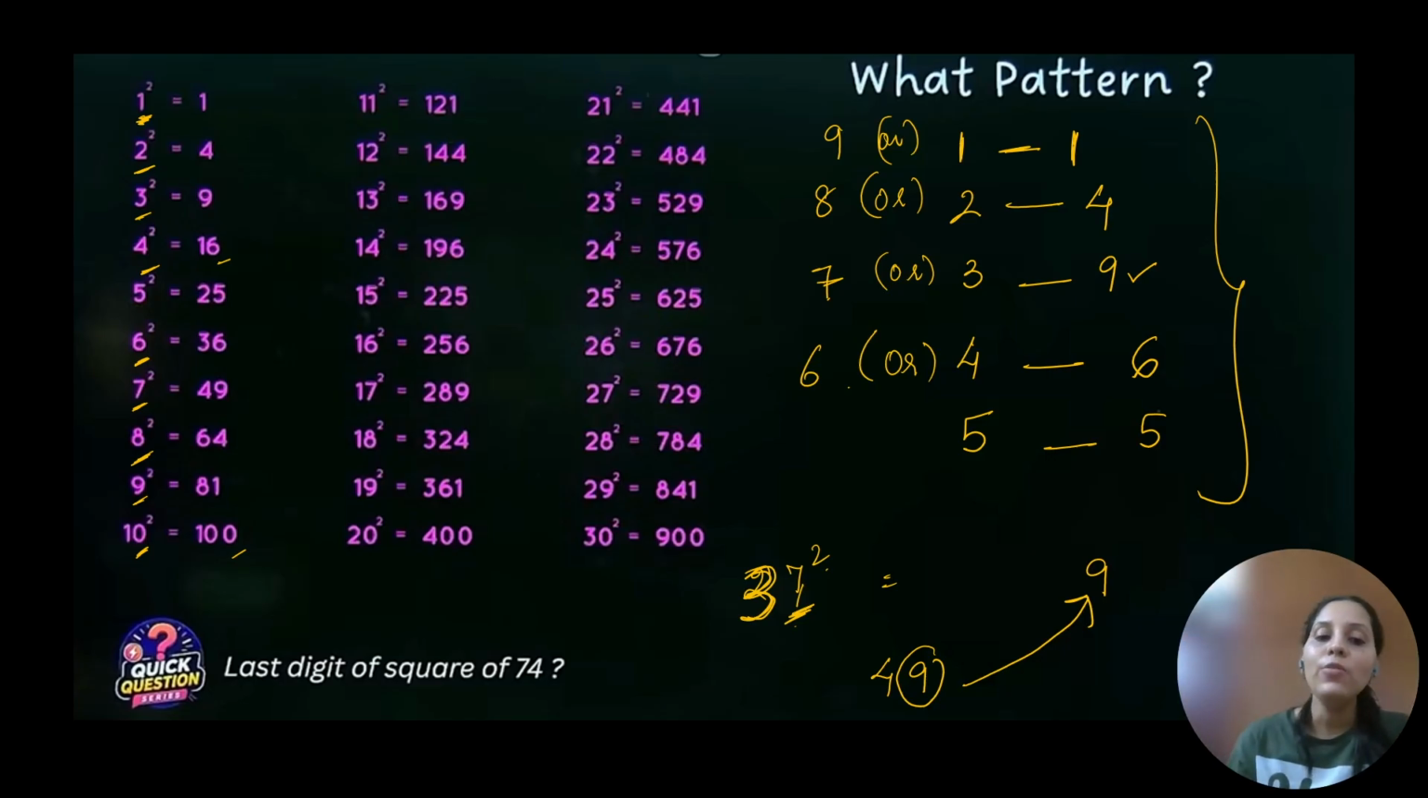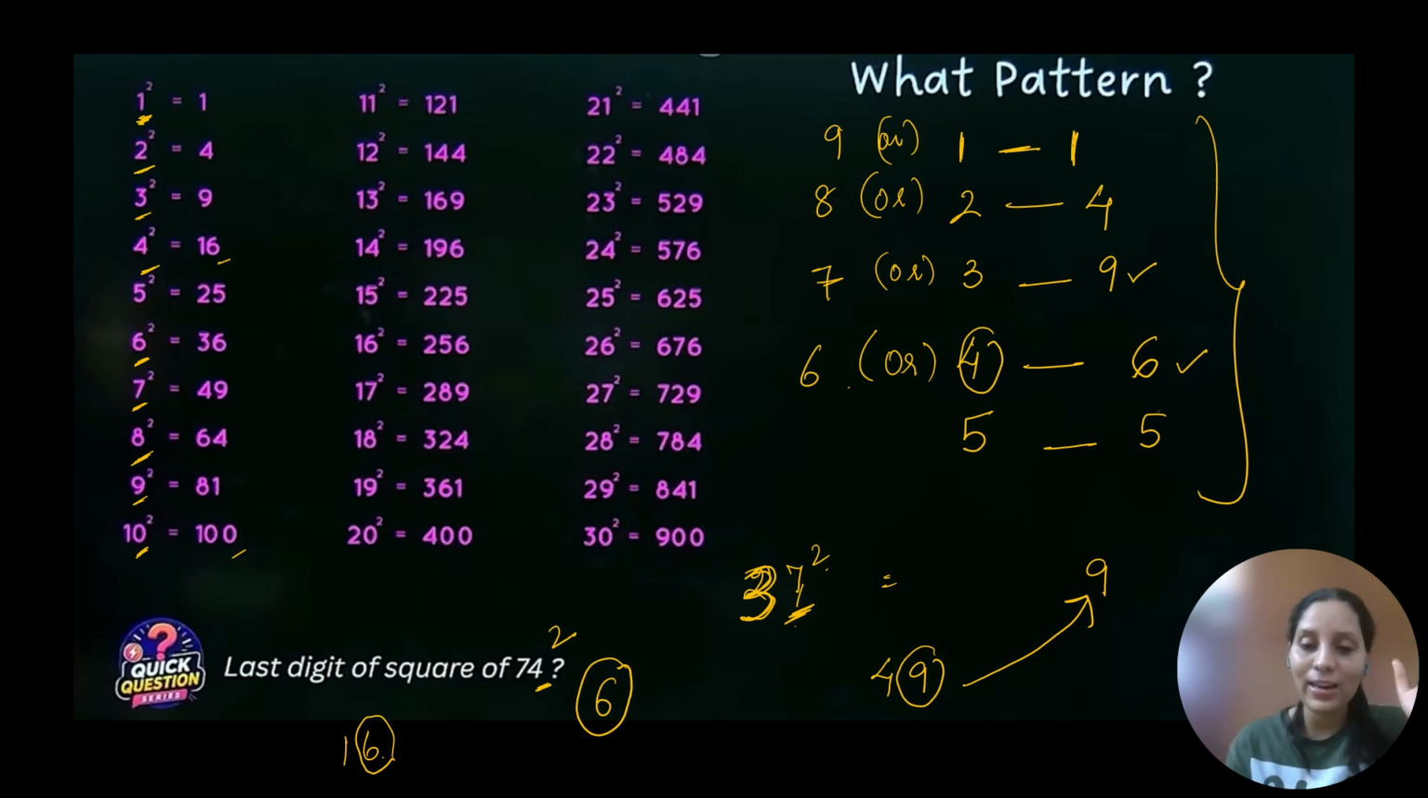All right. Now I want to find the last digit of the square of 74. Now 4 square, if I think, 4 square is 16. Now in 16, what is the last digit? 6. So my answer is 6. And if you can remember the pattern here, we can see that when a number ends in 4, its square ends in 6. I hope this is clear. If you remember the pattern, well and good.